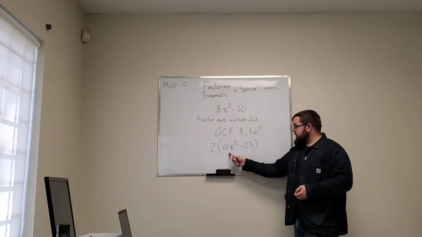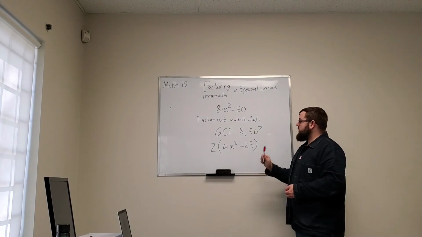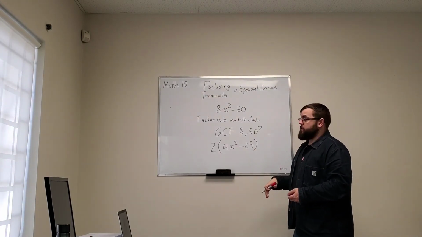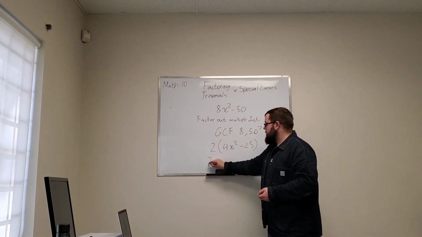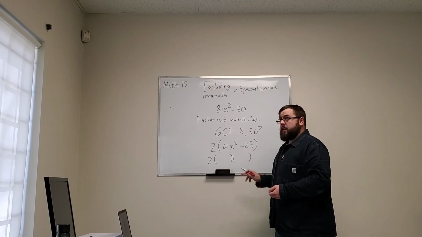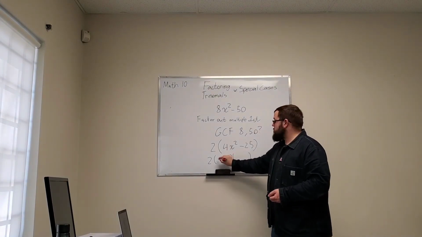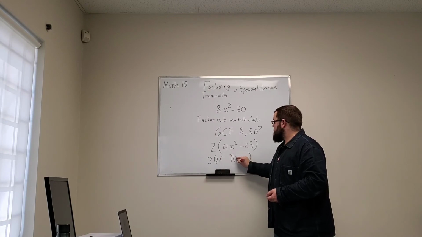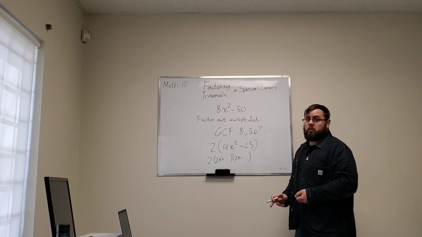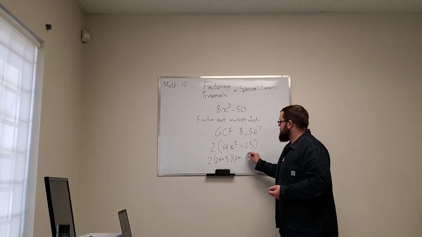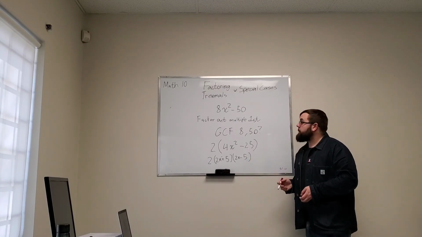Now if we look at this, 4 is a perfect square, 25 is a perfect square, so now we can break that into the difference of squares problem. The 2 stays out front, and you're going to want to put your brackets, and then the square root of 4 is 2, so 2x and 2x, and then it's plus and minus, and the square root of 25 is 5, so the 5's going there.